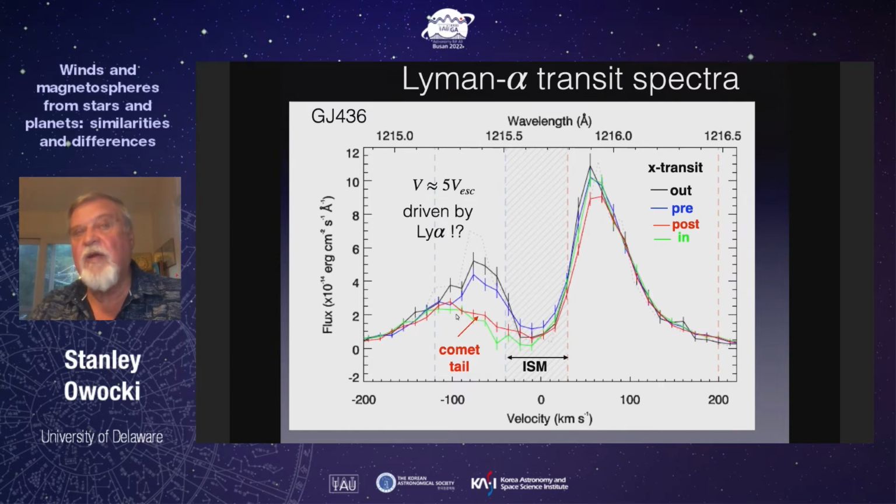But the wings of the line are strongly affected by the fact that there's an atmosphere ablating off of this hot Jupiter. And what's interesting is that the speed goes out to more than 100 kilometers per second, which is about a factor of 5 greater than the escape speed from a hot Jupiter. And so the bottom line is that, as a consequence, we think that this flow is either entrainment in this outflowing stellar wind or driven by Lyman alpha.